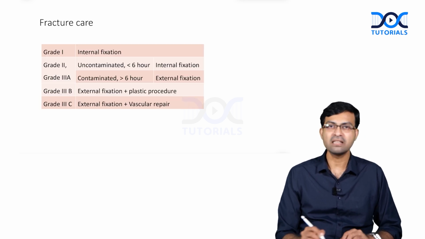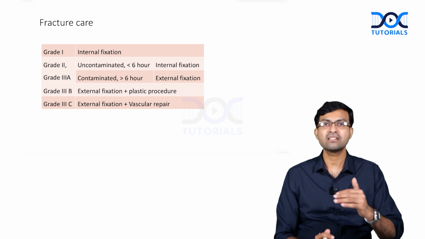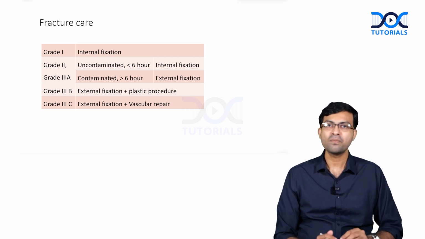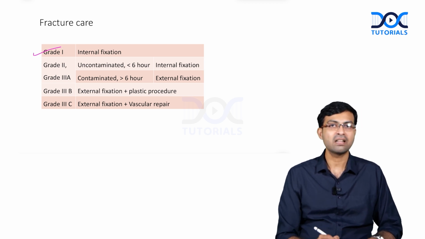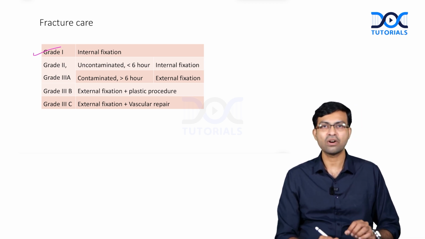Once you have finished managing the wound, you go ahead and start managing the fracture. So how do you manage a fracture? It depends upon the type of injury. So if it is grade 1 fracture, you can go in for internal fixation. You can do plate fixation or nailing, it is okay.